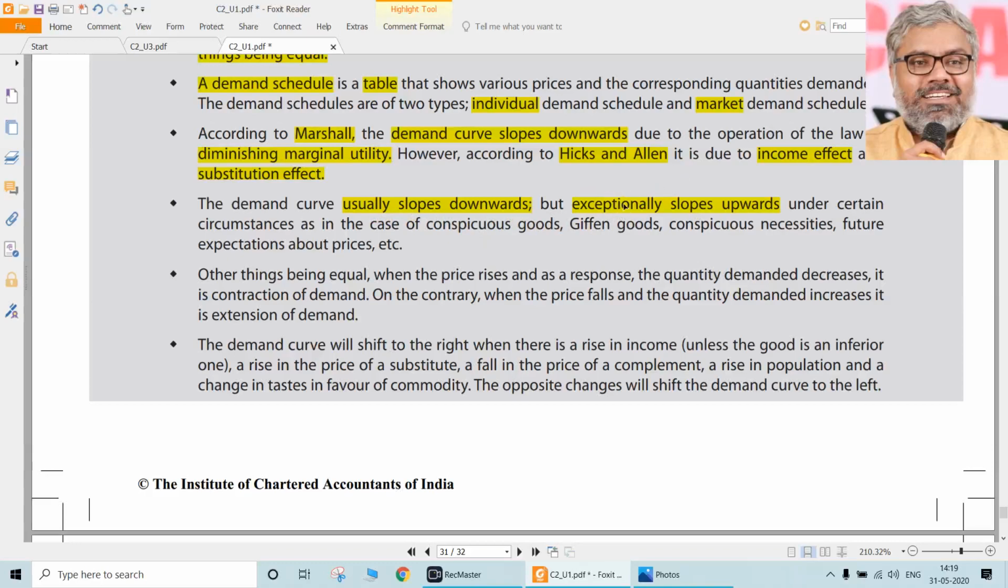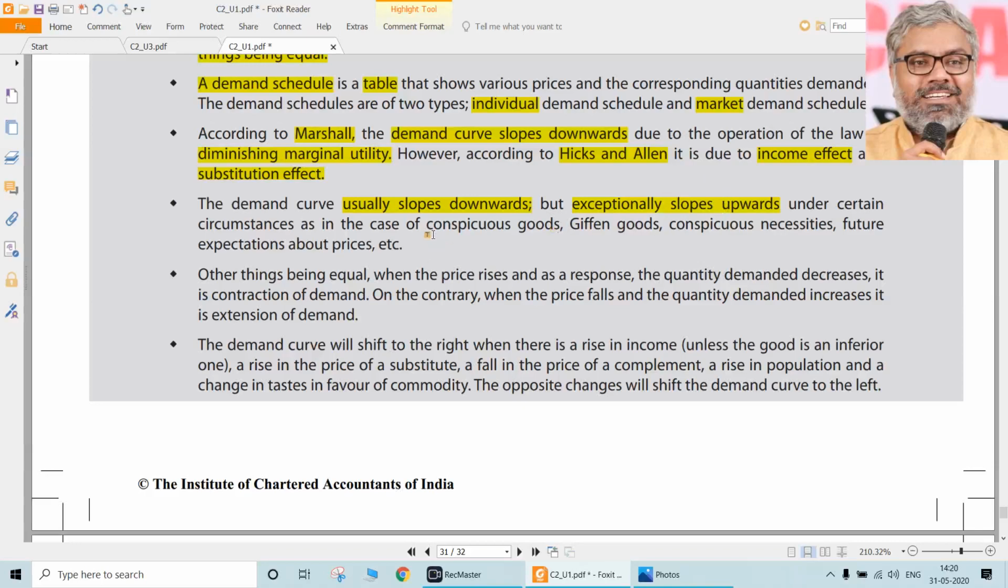In the exceptional cases, will it always slope upwards? It doesn't matter. That is not what we are talking about here. Exceptionally, it will not follow the law of demand. Certain types of commodities and certain circumstances will not follow the law of demand, which means the demand curve does not slope downwards. How will it behave? That is a different story. It will behave according to the nature of them. It can slope upward also. It may not change also. A lot of things can happen.